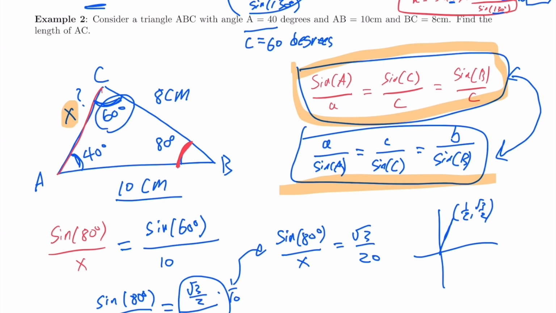Now here we can cross multiply to solve for x. We have square root of 3 times x equals 20 times sine of 80 degrees. x equals 20 times sine of 80 degrees over square root of 3. And this is good enough. This is the acceptable answer for us.